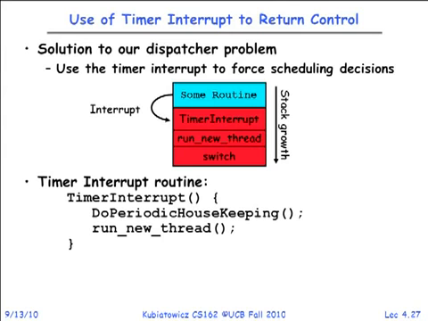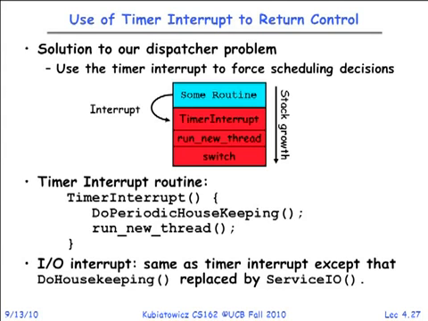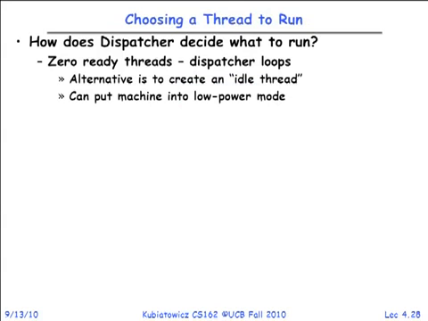All right. So, any questions? Now, how do we choose which thread to run? We've been kind of ignoring that. How does the dispatcher pick another thread? Well, there's a case, for instance, where there are no threads on the ready queue. In that case, nothing happens. There's nothing to run. Or if it's some operating system that has an idle thread, then that runs.